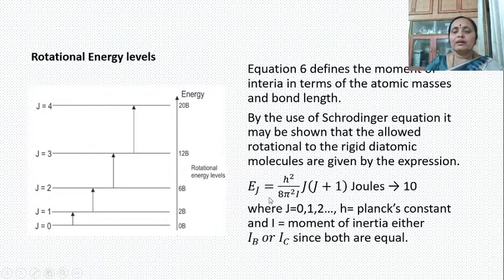This is the energy for rotational energy levels, obtained from Schrodinger's equation as Ej = h²/(8π²I) j(j+1) joules. Remember, energy is in terms of joules here. J takes values 0, 1, 2 and so on. h is Planck's constant, and I is the moment of inertia. In the case of a diatomic molecule, I can be equal to IB or IC, since both are equal.